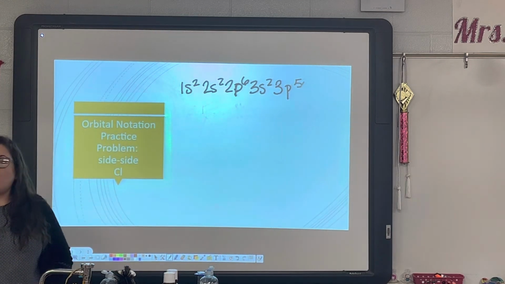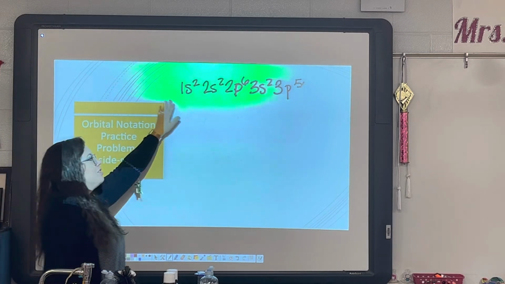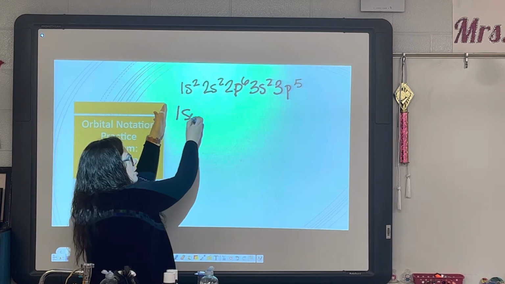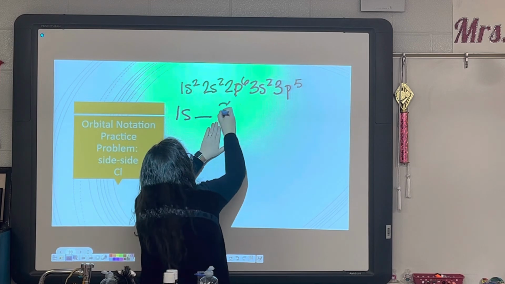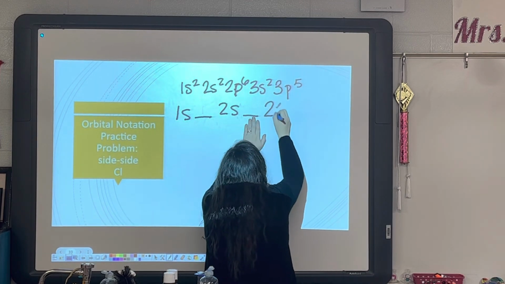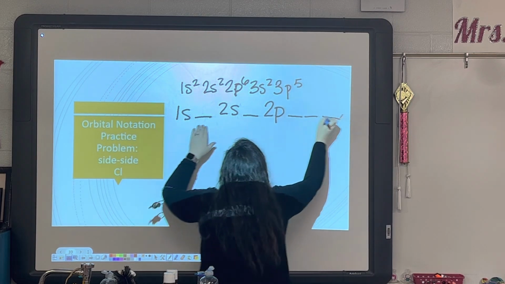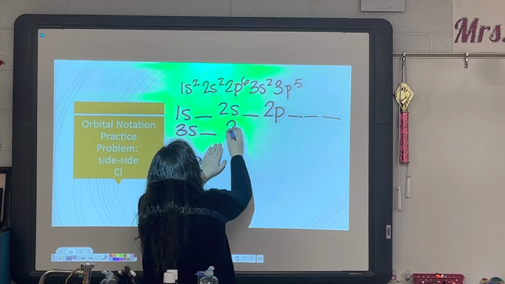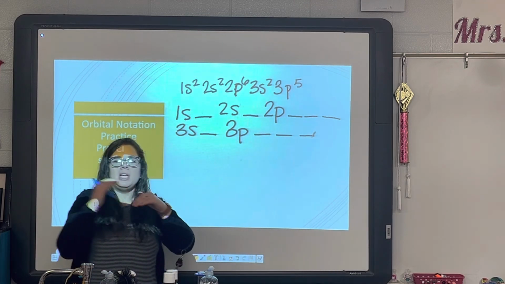So to do this side to side where it won't take up such a big amount of room on your paper, we would start going with the 1s. Alright, but as you go, you put your blanks in. So I know a 1s gets 1 blank. Now I do 2s. How many blanks would that get? 1, because it's an s. Now I do 2p. It's a p, so how many orbitals? 3. Now I do 3s. So how many orbitals? 1. And now I do 3p. How many orbitals? 3. So basically you do it as you go.